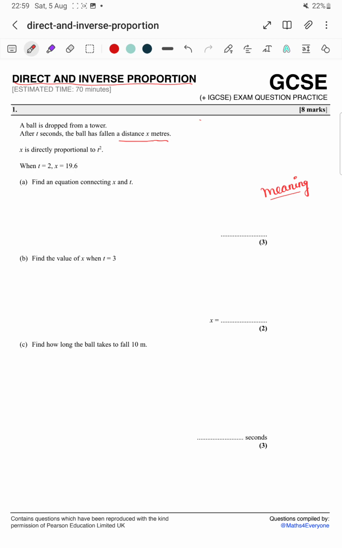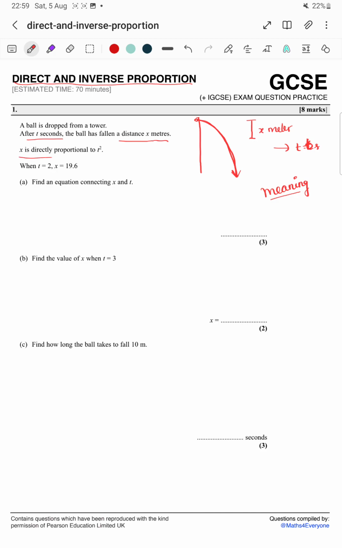It is like a ball falling from the tower, something like this. This is a tower and from here the ball falls down. It's not required to draw the diagram, I just show it to you for understanding. So after t seconds the ball has fallen a distance of x meters. So let's say t is 2 seconds and this distance has been covered for t seconds. I don't take a particular value, just t seconds. It can be 2 seconds, it can be 4 seconds, depending upon the question.